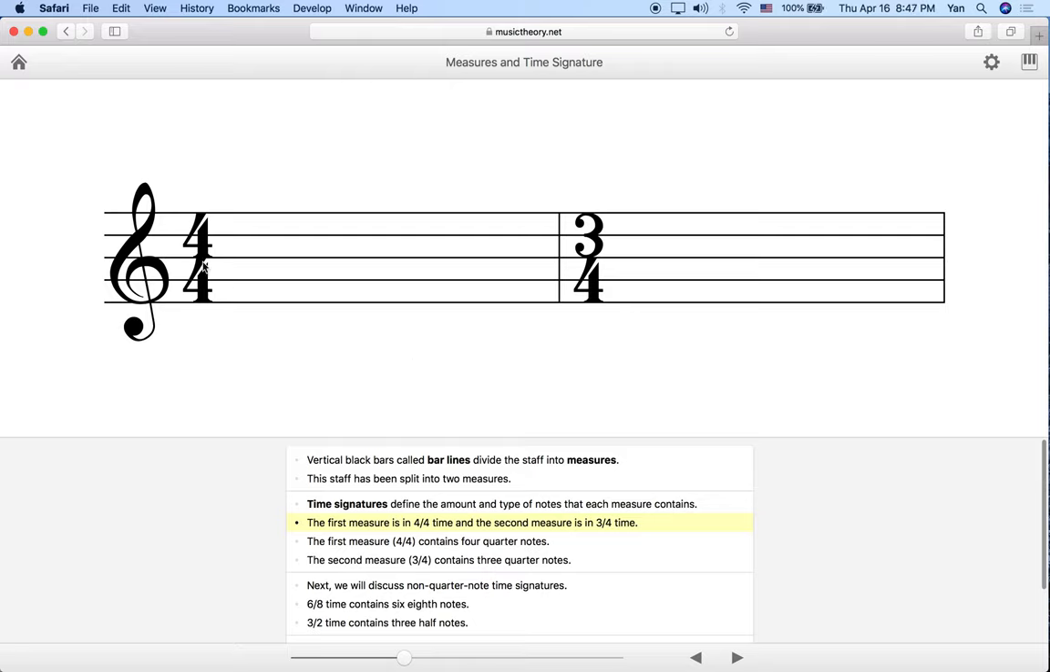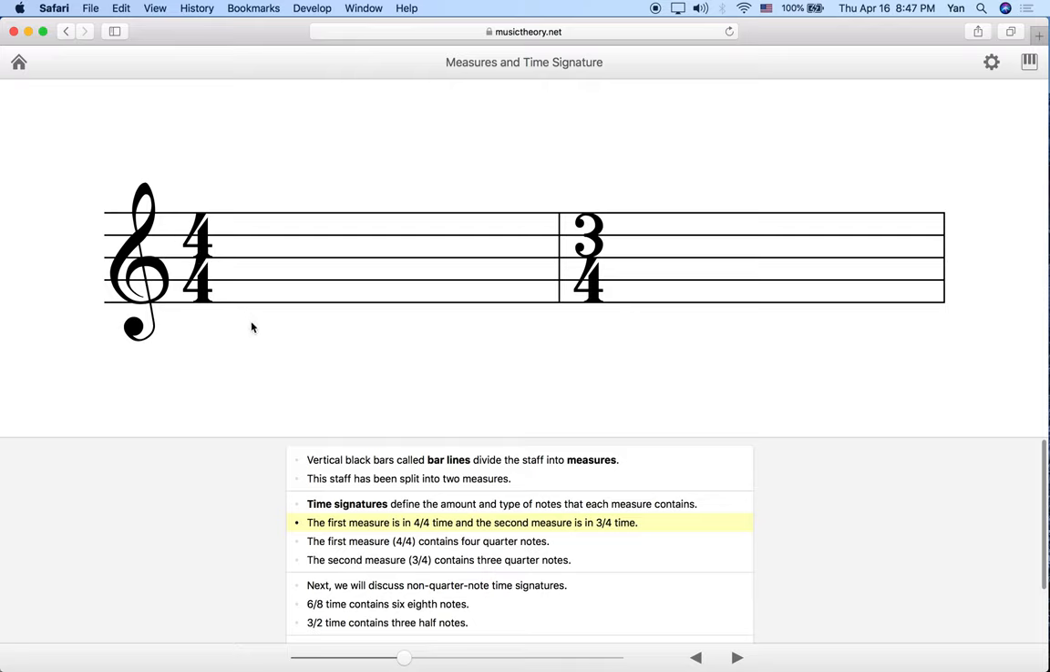Time signatures are divided into two numbers, one on the top and one on the bottom, and they're going to tell us different things. The top number is going to tell us how many of a certain note value we can fit. And the number on the bottom is going to tell us what note value these are going to be.